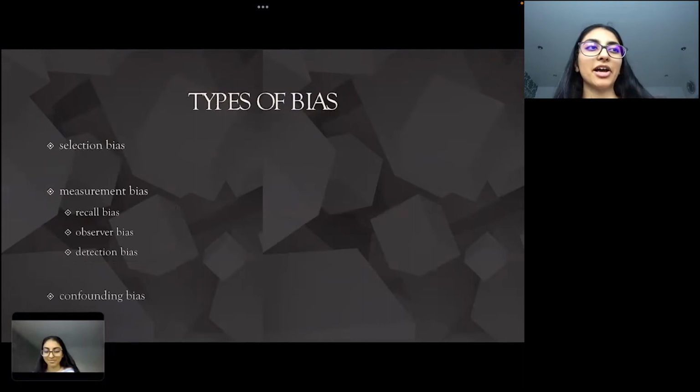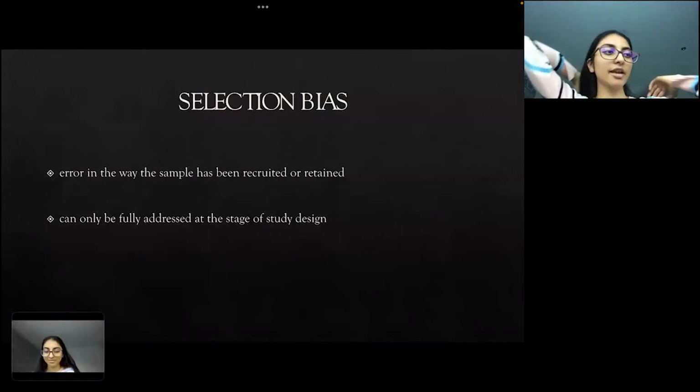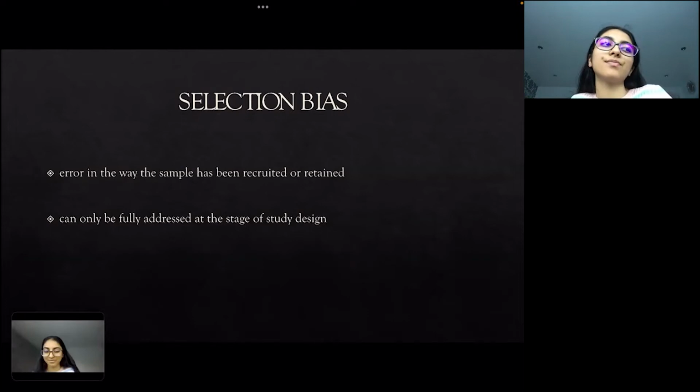Okay, so types of bias. There are so many types of bias, but I'll cover as many of them as I can. So there's selection bias, measurement bias, within which there's recall bias, observer bias, and detection bias. And there's also confounding bias. Okay, so selection bias. Selection bias is an error in the way that the sample has been recruited or retained. So, for example, this may be due to follow-up rates differing between the exposed and unexposed groups, or the sample itself just not being very representative.